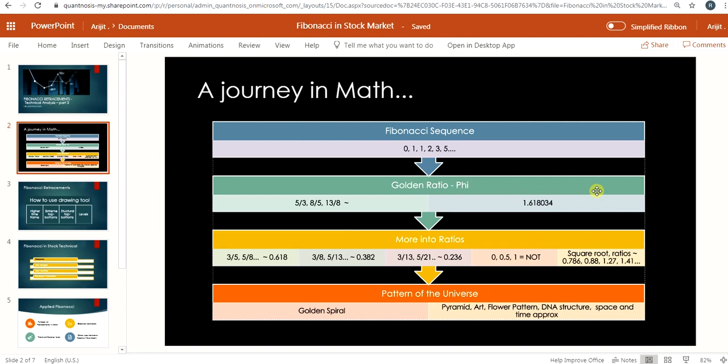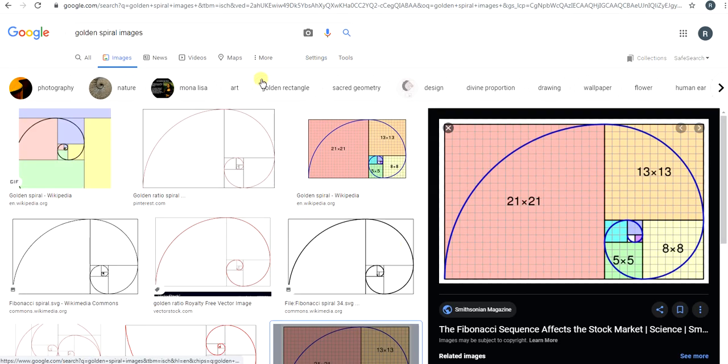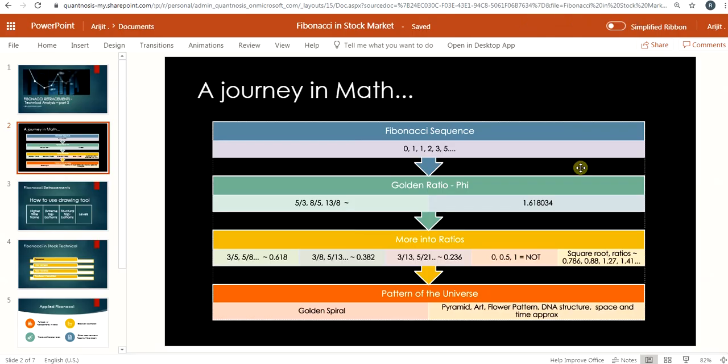This golden spiral is actually very common and is visible in different forms, in art. If you search for art or nature images, or even some things in science, they also follow this particular pattern of the golden spiral. That's why it could be seen as a pattern of the universe. Even the pyramids, art, flowers, or DNA structure, in all these things you may find these patterns.